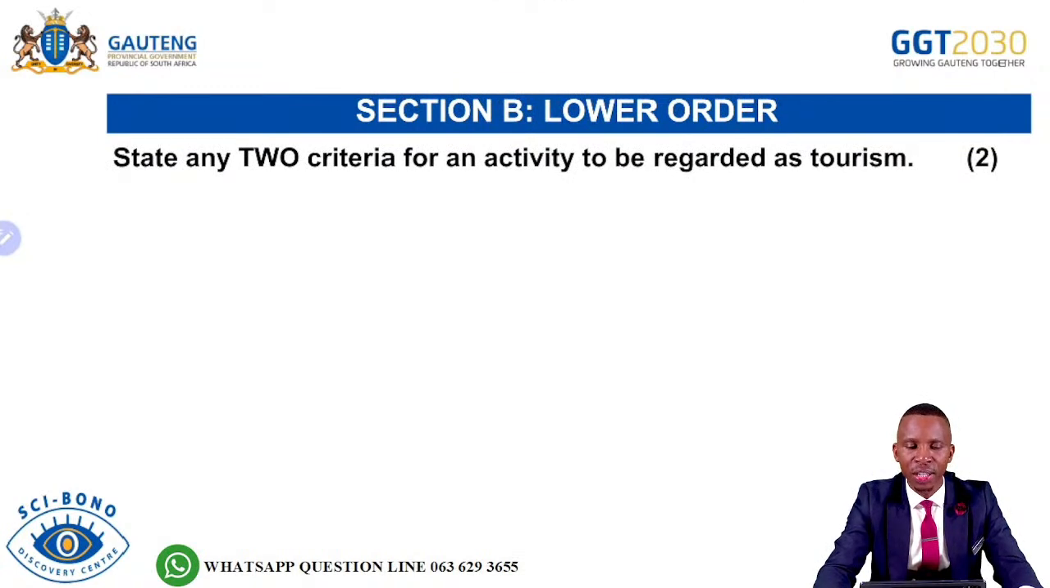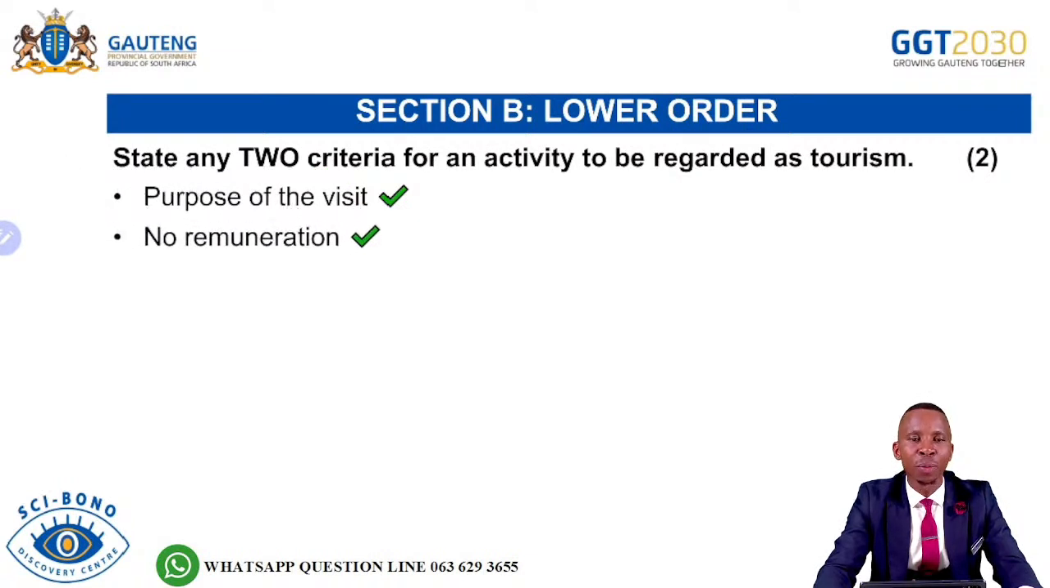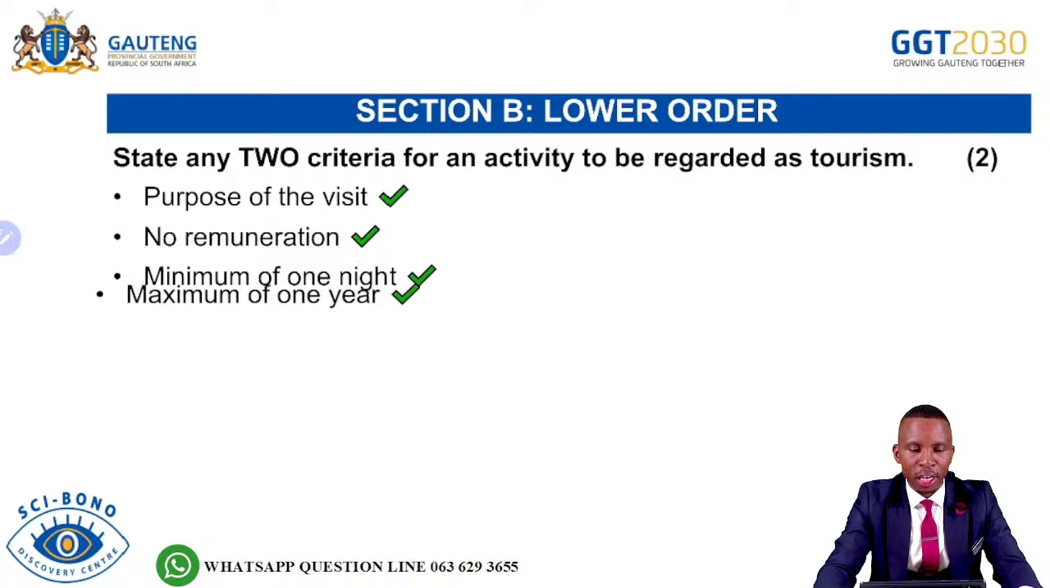State any 2 criteria for an activity to be regarded as tourism. So there must be a purpose for the visit to the particular area. You don't just go. You go because there is a certain reason for you to tour the particular area. There must be no payment expected, no remuneration given to that person who is touring the area. A minimum of 1 night, so a person should be sleeping over for a minimum of 1 night. And then a maximum of 1 year, meaning a person should not be spending his or her time there for a period of more than a year.